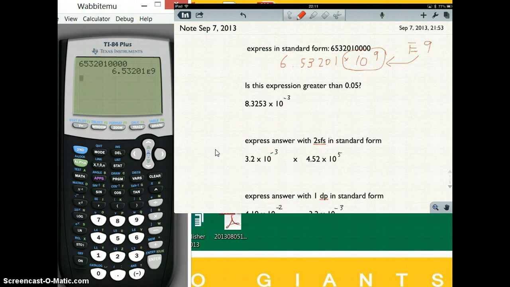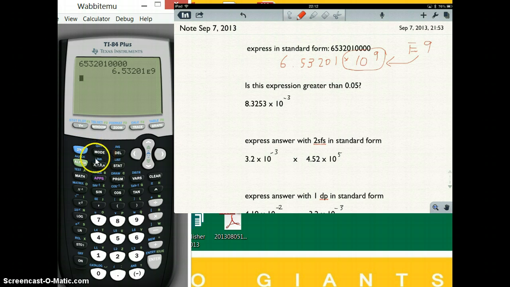Okay? Next problem, is this expression greater than 0.5? 8.3253 times 10 to the negative third. Well, the easiest way to do this with the calculator is to try to convert that back into a regular number and then compare it to 0.05. So the way you do that is, well, we need to change the mode back to normal. So we change it to normal. Now we're going to display everything as a normal number.